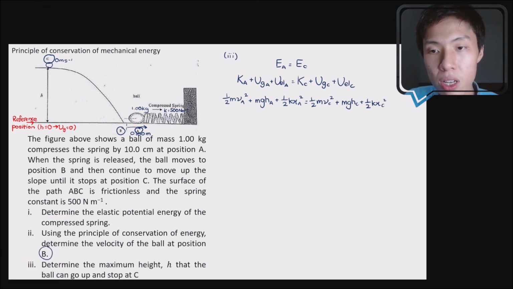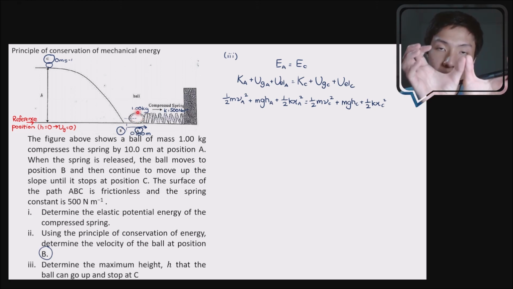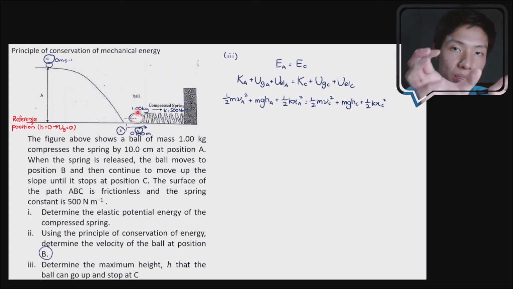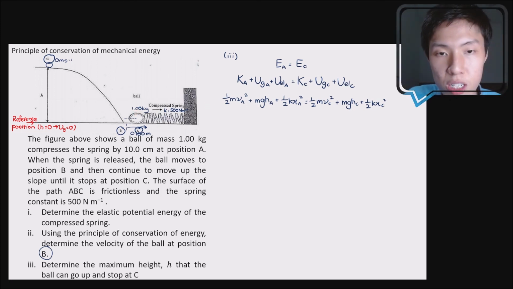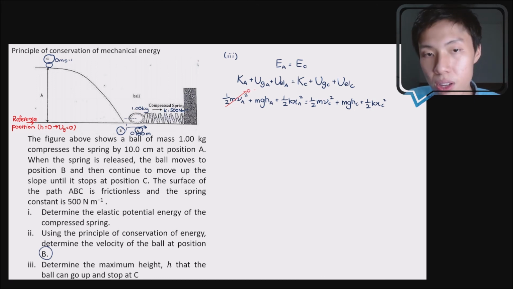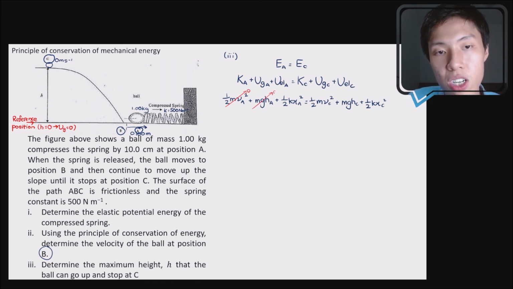We know the ball is at rest when it is at position A. It is compressing the spring. You haven't released the spring, so the ball remains at rest at that position. So you should expect the kinetic energy for position A to be 0. Next, you know that the ball is right now on the ground. We set our ground as our reference position, so the gravitational potential energy will also be 0. Then what's left is just the elastic potential energy, which we know will not be 0 because the spring is being compressed when the ball is at position A.